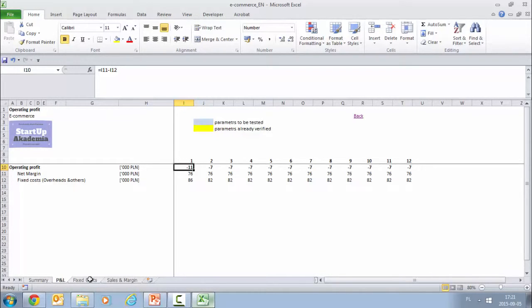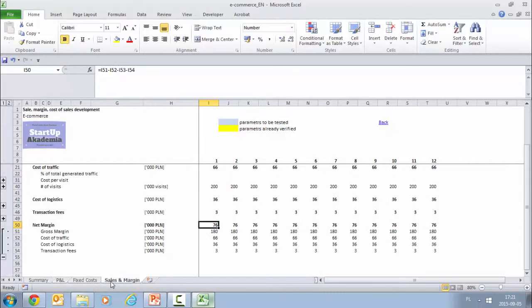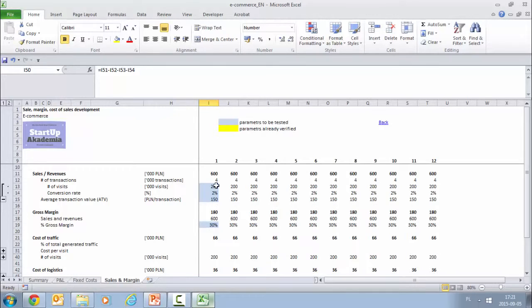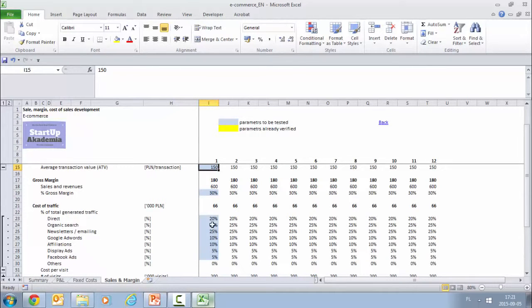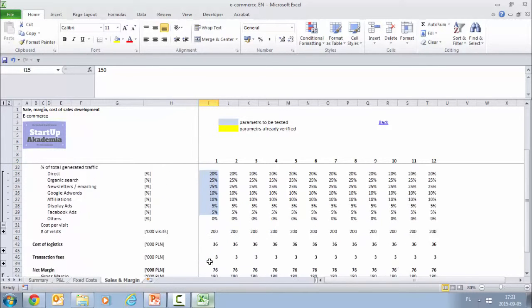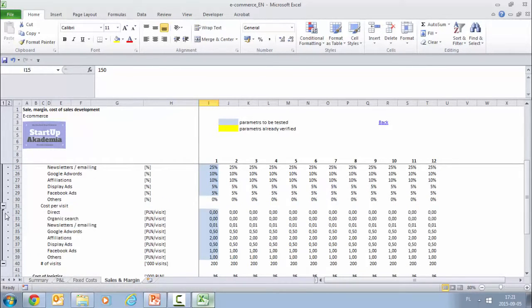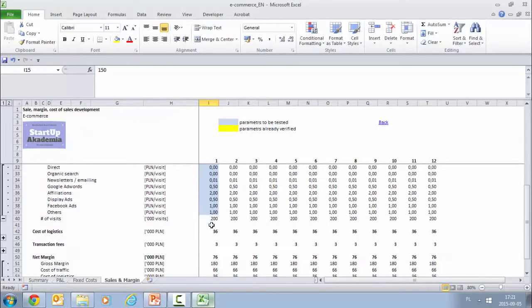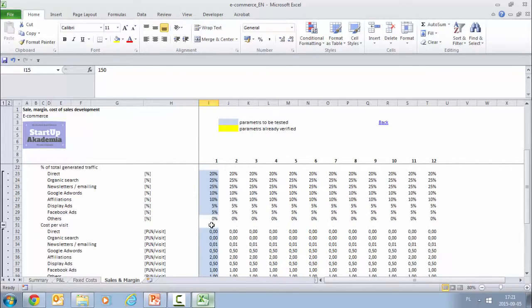So this would probably mean that you should go back to the sales and margin, and think what you can change in terms of the conversion or in terms of the average transaction value. The other thing you could have a look at is the structure of how you get the traffic and the cost per visit. Maybe by optimizing some of them or changing the structure, you can get the cost of one visit lower, which will help you boost the results up and will help you to stop burning money.